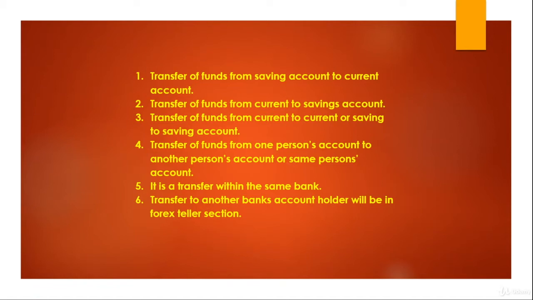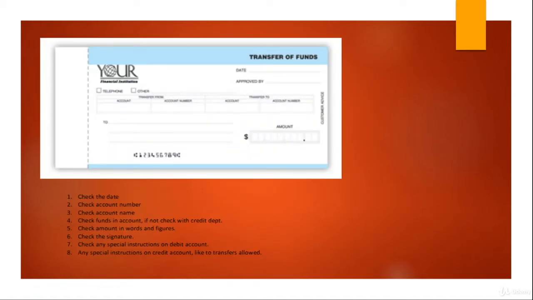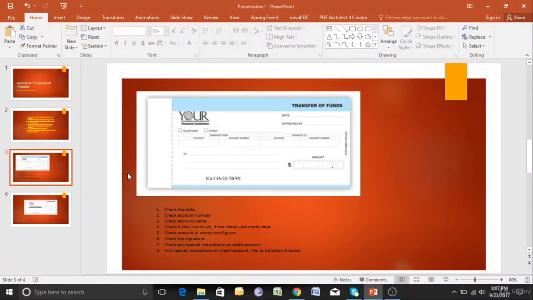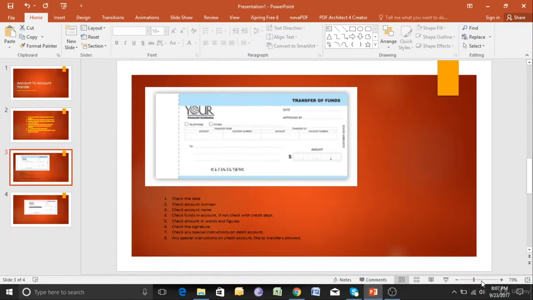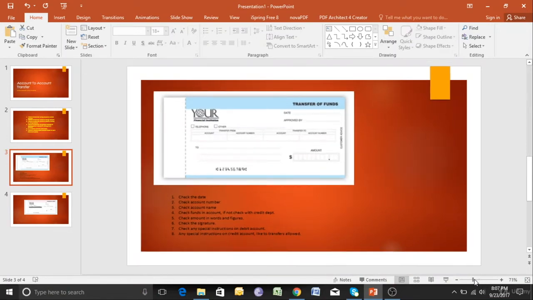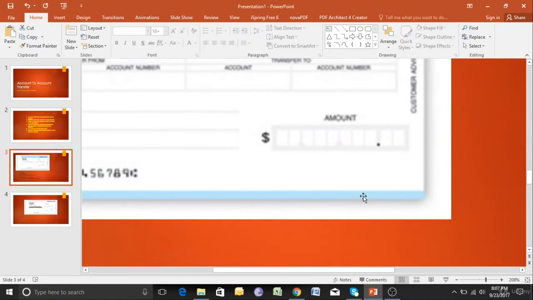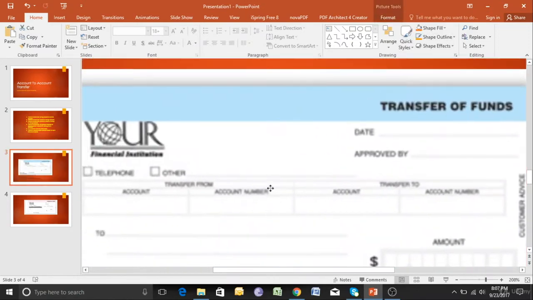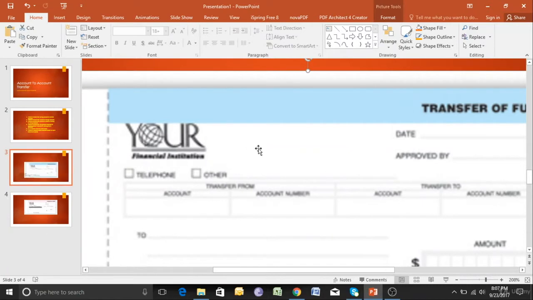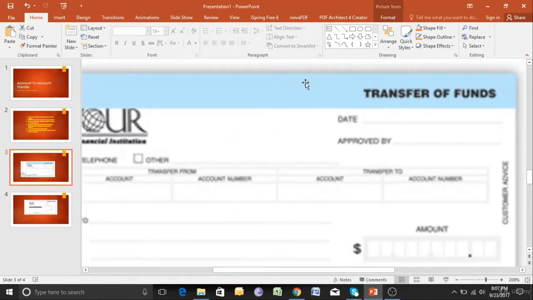Now this is quite a simple process. Normally there are different vouchers which are prepared and pre-printed, available at the cashier, at the teller desk. All the banks have different formats. Here I'm just showing you a sample funds transfer voucher. Let me zoom it in for you to see what the main segments of it are. Normally it has the bank's name, transfer of funds, or account to account transfer.